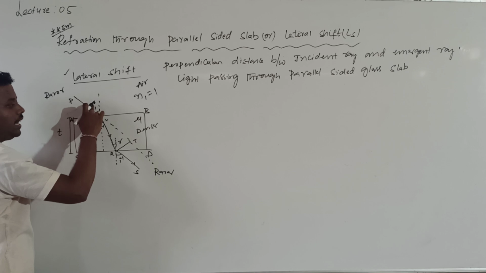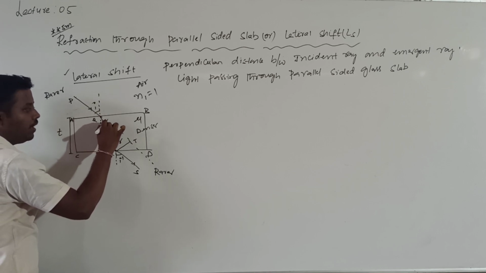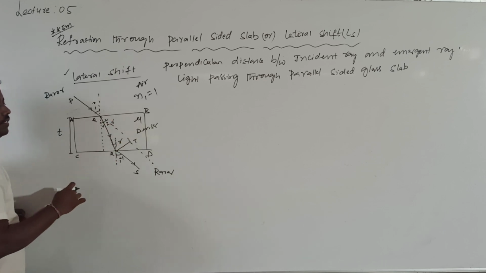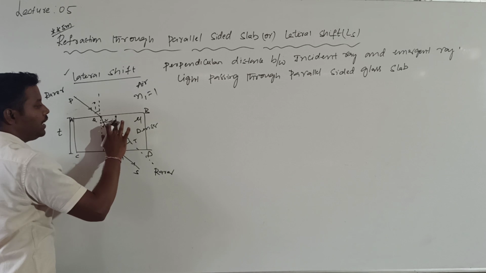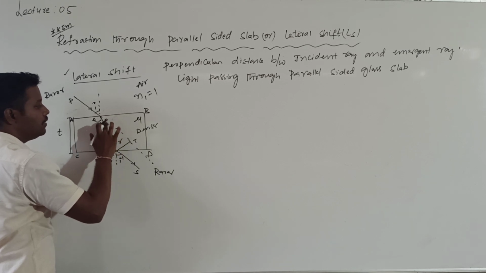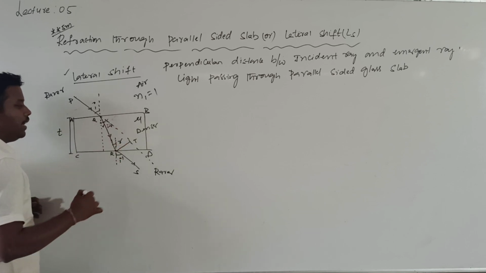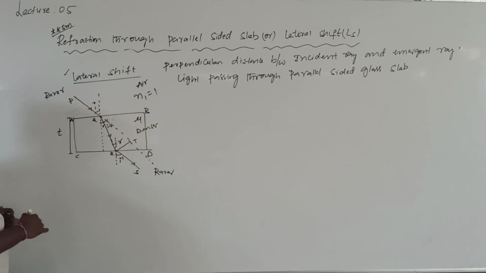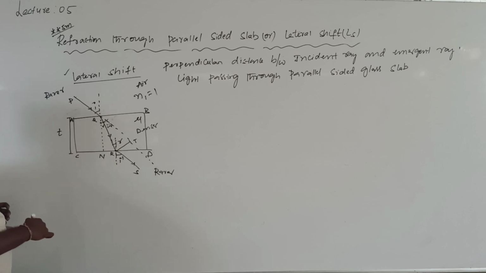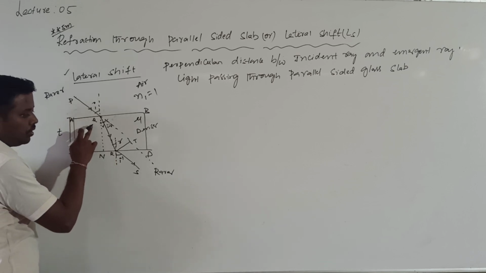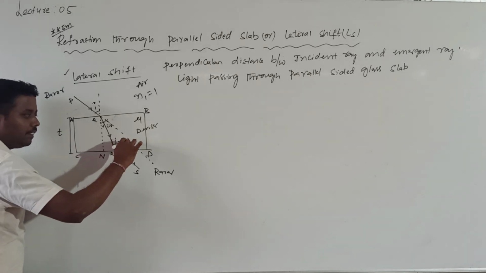If this angle is I and this angle is R, the angle of deviation will be I minus R. What about this angle value? Here I will write I minus R. This one is the I minus R angle. Can I call this point N? From the triangle, here it is Q, this is R, this is T. It is a right angle triangle.